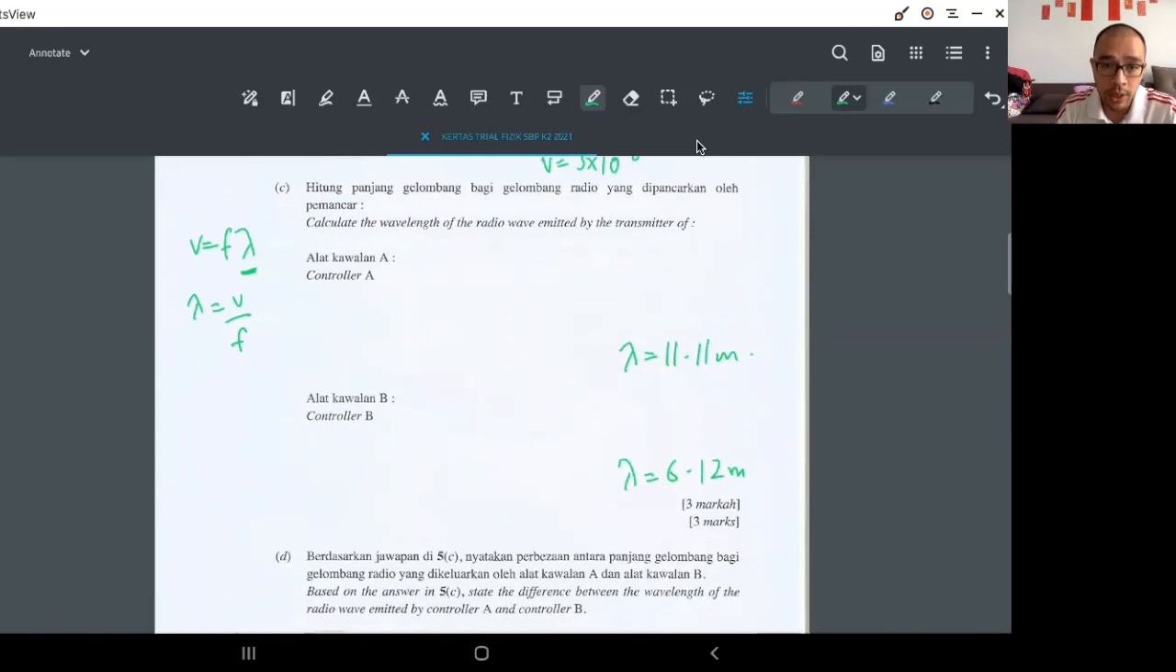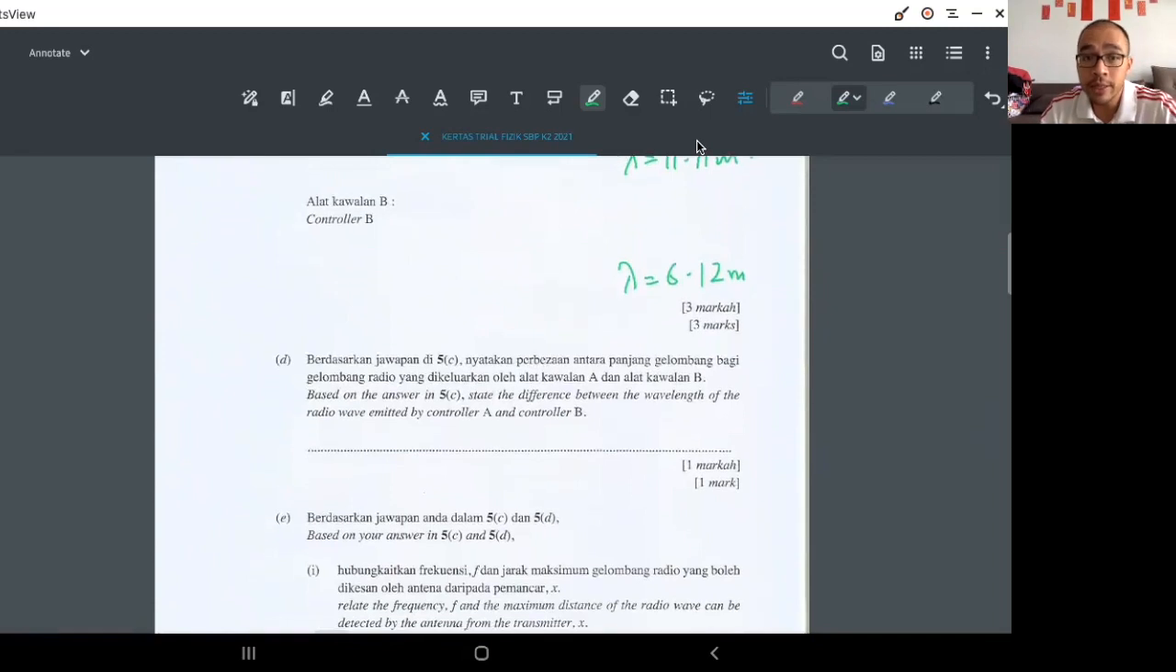Okay, so based on your answer in C, state the difference between the wavelength of the radio wave by controller A and controller B. Now again, everybody, question number 5 is a comparison question. So when you state the difference, you also state it in a comparison manner, even though it says difference. So I will say controller A has a bigger wavelength than controller B. Don't say the difference is 4 point something something meters. No. That's not what this question is asking for.